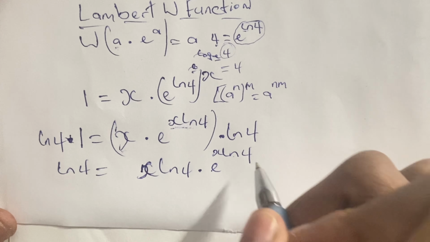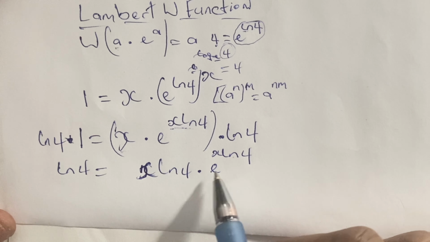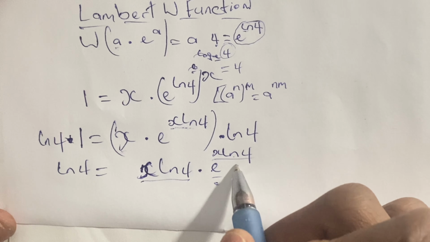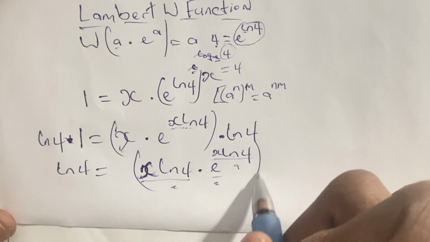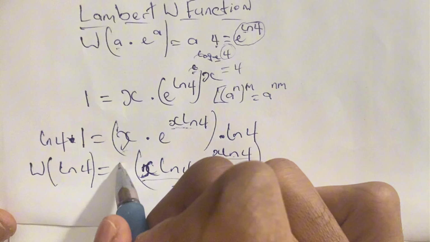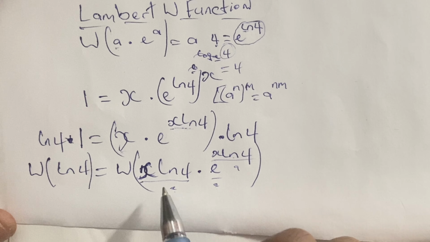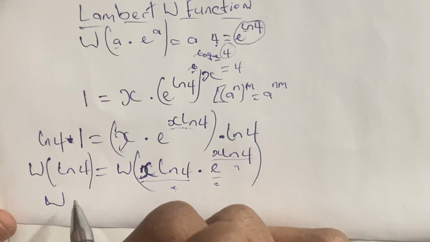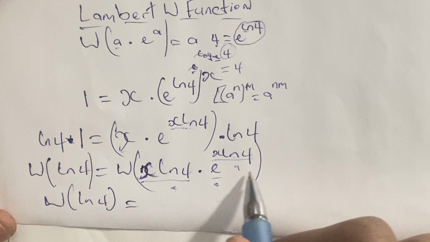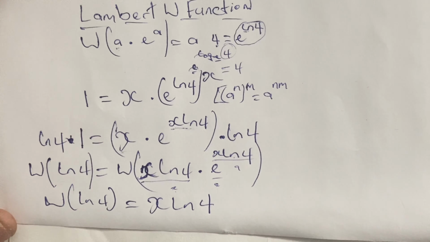Now looking at our expression here, we have x times ln 4 times e to the power of x ln 4. This means that we have the same value in the power and also in the base. So we have a in the power and a in the base, and in the middle we have e. Now what we're saying is, if we apply a W function to this equation, so we have W of ln 4 and W to this expression here, which is a times e to the power of a. Applying a W function to that expression gives us the value of a. So we rewrite this equation, so we have W of ln 4 is equal to a, which is x ln 4.